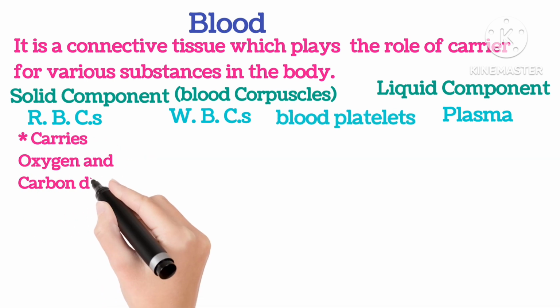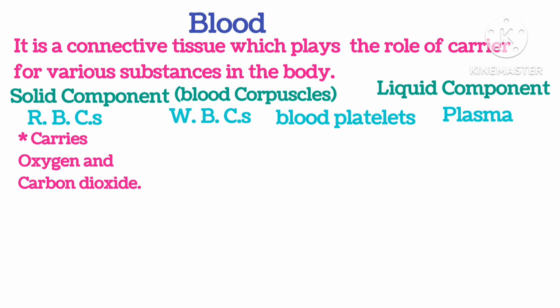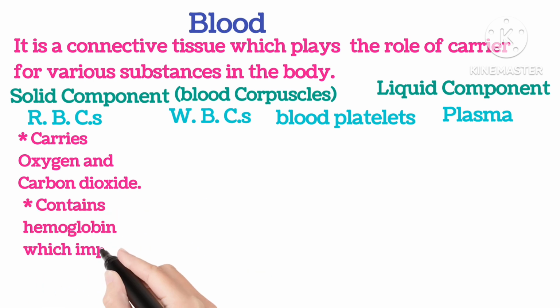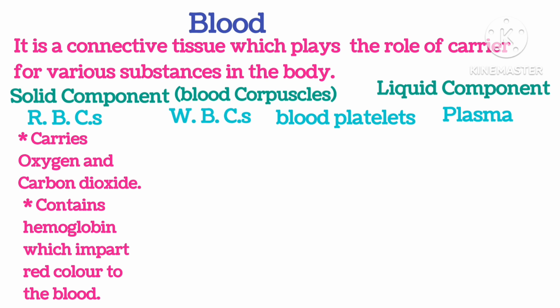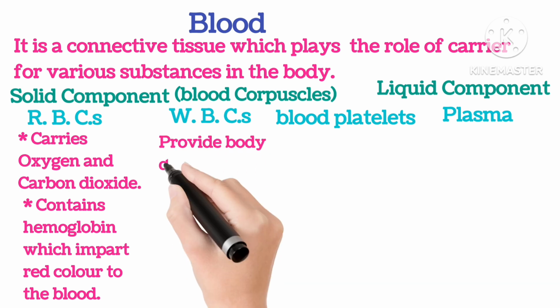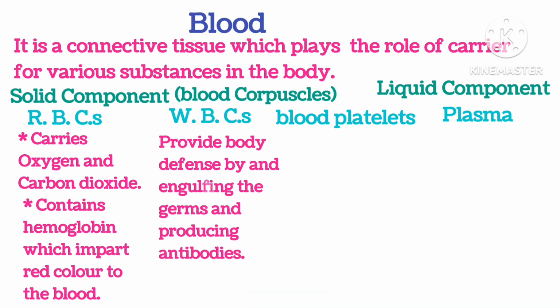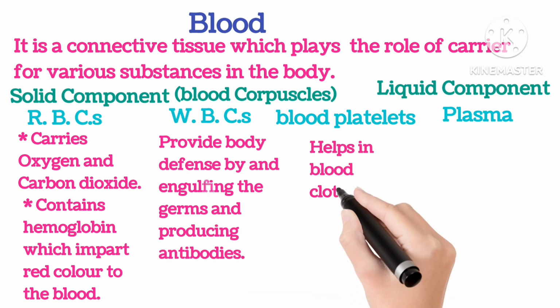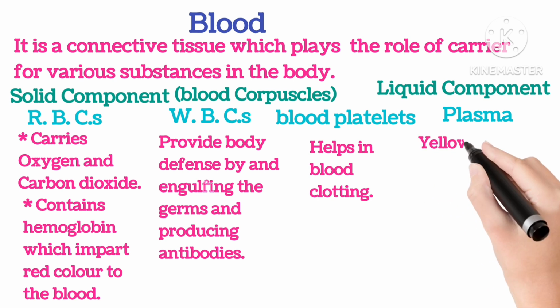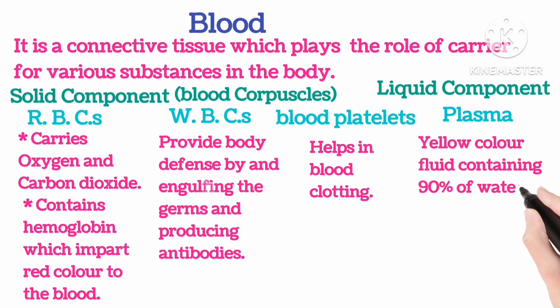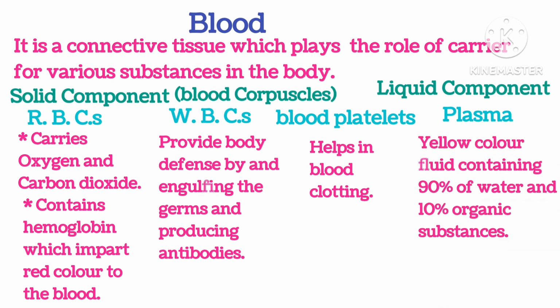RBCs carry oxygen and carbon dioxide, and contain hemoglobin which imparts red color to the blood. WBCs provide body defense by engulfing the germs and producing antibodies. Blood platelets help in blood clotting. Plasma is a yellow color fluid containing 90% water and 10% organic substances.